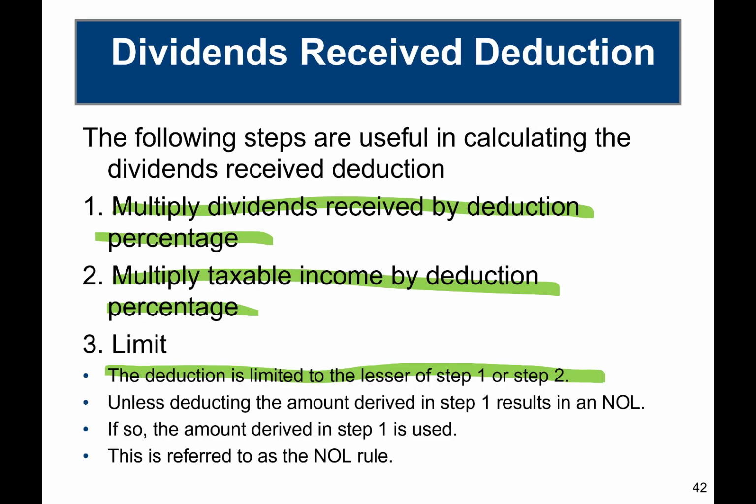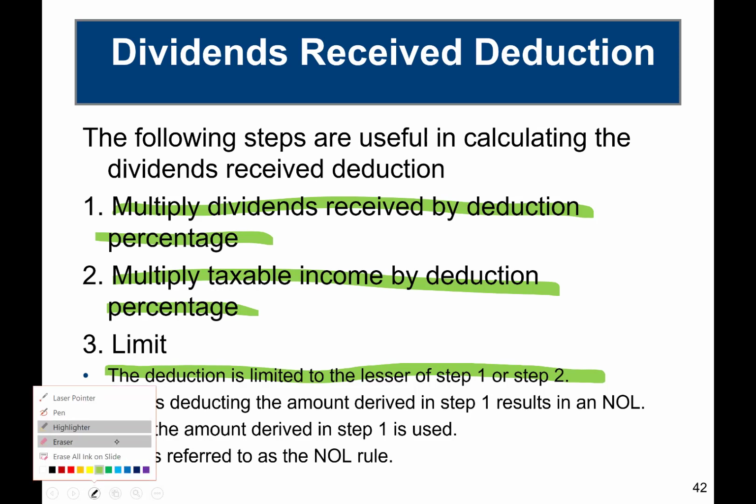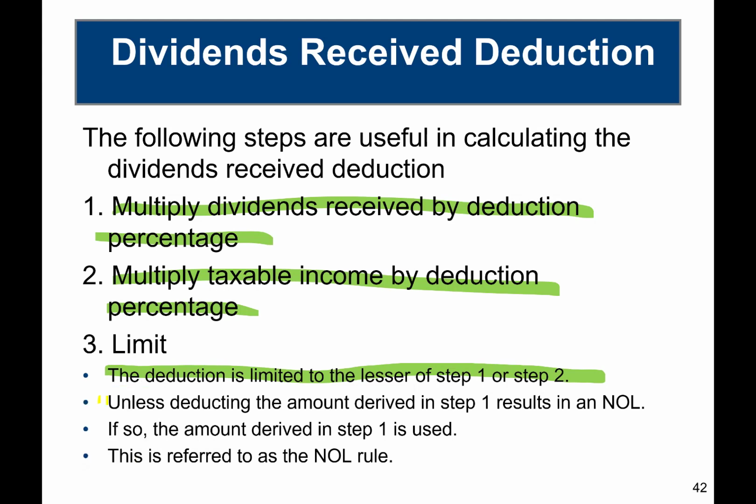That's your dividends received deduction, unless deducting the amount derived in step 1 would have given you a net operating loss. If that's the case, then go ahead and deduct the amount in step 1, and they call that, affectionately, the net operating loss rule.